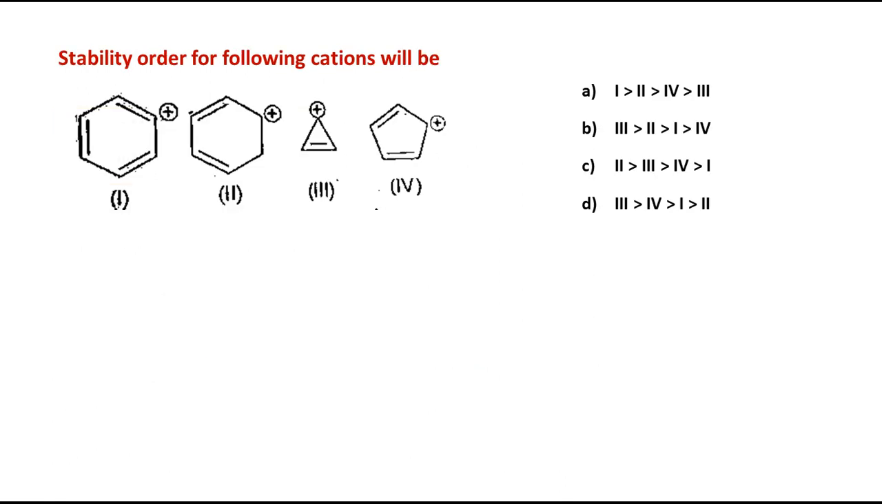Stability order for the following cations. Here we have some cations, and the factor that you have to consider here, obviously resonance you can consider, but whether they are aromatic or not, that you can consider. Now if you look at these four, you can choose which one is anti-aromatic, and maybe by eliminating some answers or by choosing which one is anti-aromatic or which one is aromatic, you can reach the correct answer.